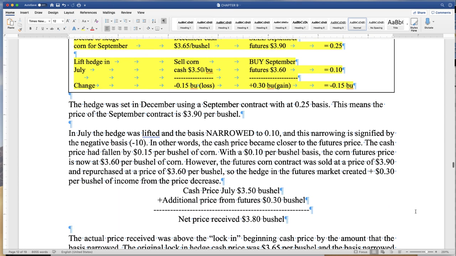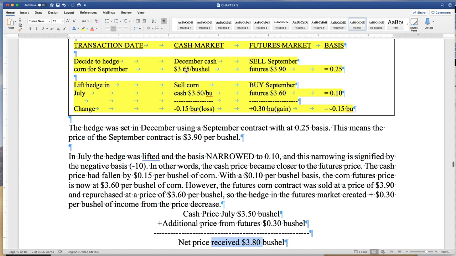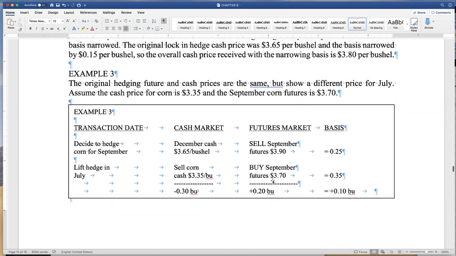If you move down here, it shows you the price. We actually sold our corn for 350 and made 30 cents in the futures. That means we actually got 380 for our corn. Now, how does that compare? Well, 365 was the lock-in, but it's different by 15 cents. So that actually explains the 380. So your change in basis helps you explain the net price. But the key is always set your table up here and follow the same process that we've done.